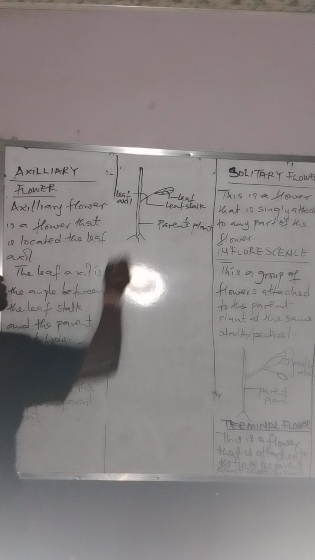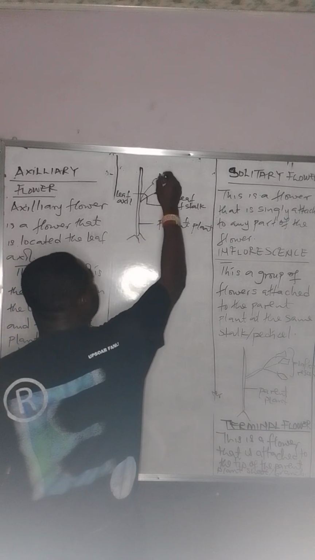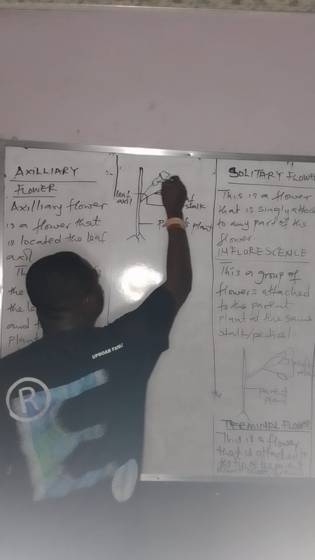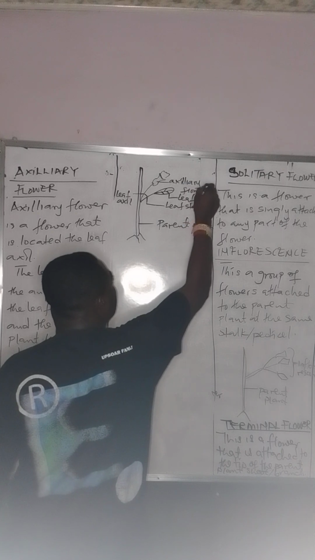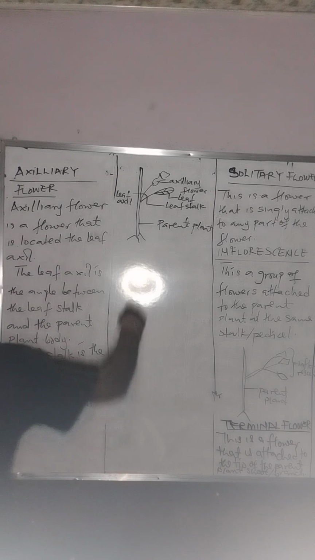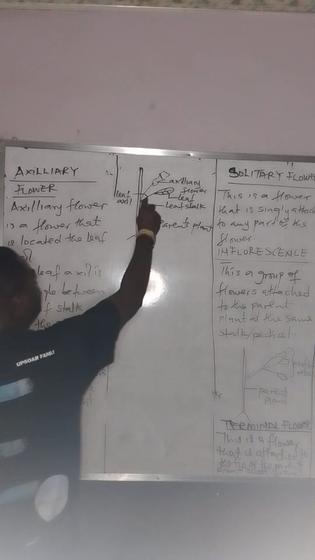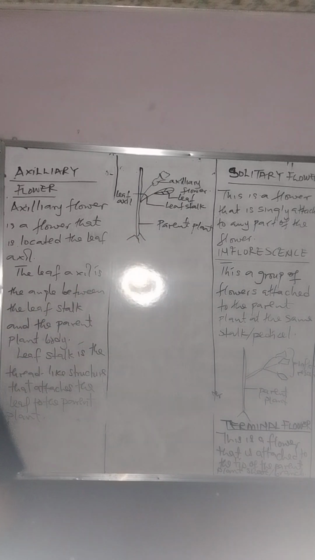So any flower that is joined to this angle is an axillary flower. I think you understand what I'm saying here. We said an axillary flower is a flower that is attached to the leaf axil. Now, what is the leaf axil? The leaf axil is the angle between the leaf stalk and the parent plant. So any flower that is attached to this angle is an axillary flower.